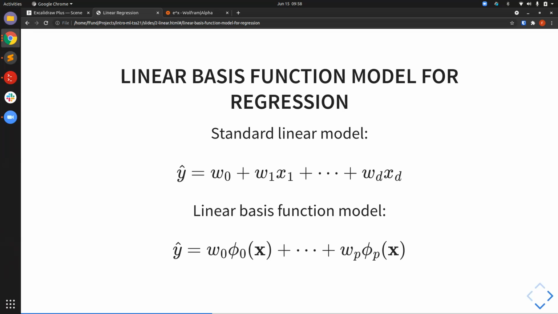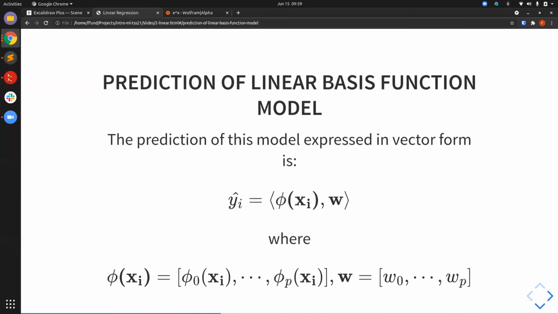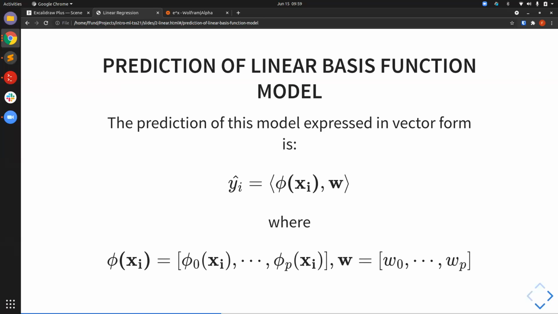So let's say we define basis functions from phi 0 to phi p. Now we have one parameter per basis function, so as many as we define, that's how many parameters we have. What's the prediction of the model?